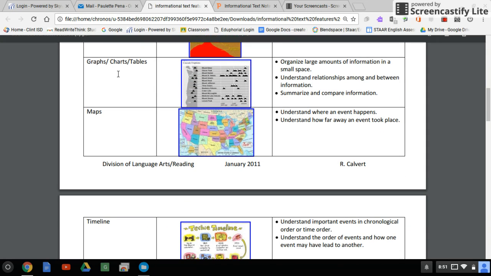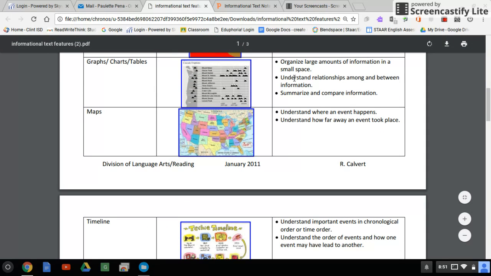The next one is graphs, charts, and tables. How does it help you? It helps you organize large amounts of information in a small space, understand relationships among and between information, and summarize and compare information. Go ahead and highlight organize large amounts, information, small space. So instead of putting all of this data in a big report, they get a graph or a table, and they put all the information in a table so that it's easier for us to understand a topic when we're looking at it.